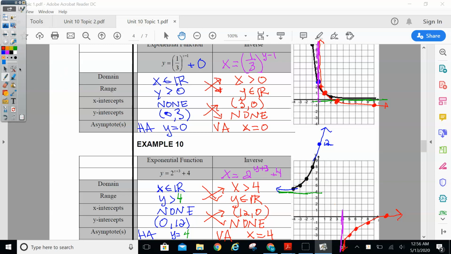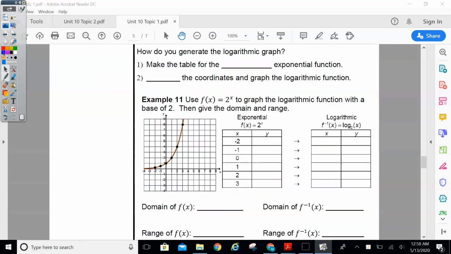Here I gave you the table, I gave you the graph. To graph it yourself, you have to make the table for the original. Okay, so let's do that a few times. Alright, so this is how we're going to graph logarithms. We're going to make a table for the base exponential function. So here, this graph over here is an exponential growth function where the base is 2. So we want to do a table for this graph over here.